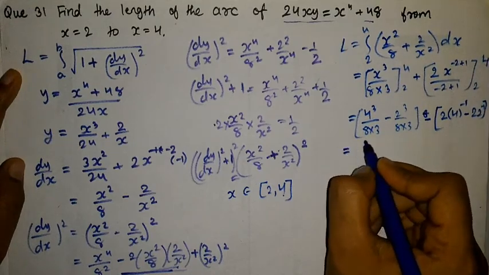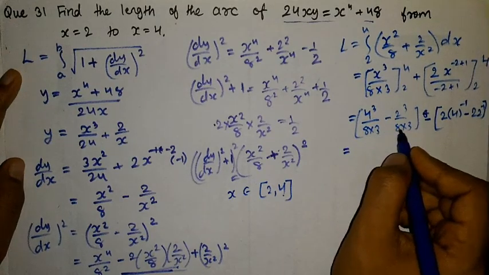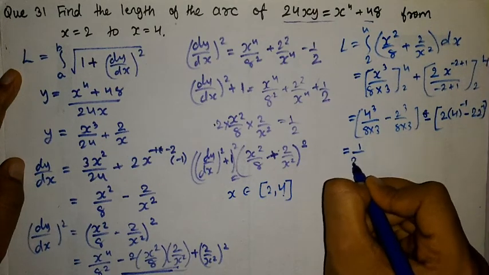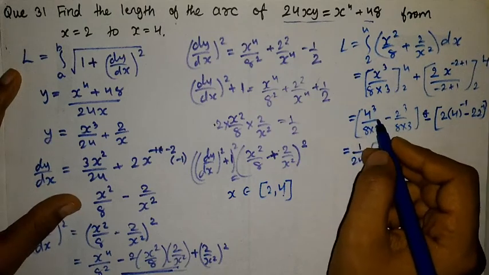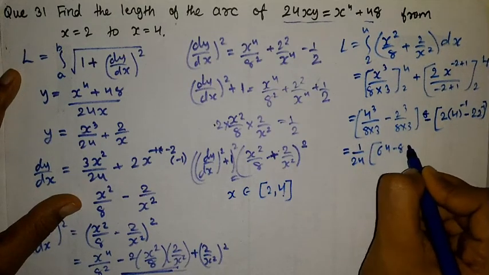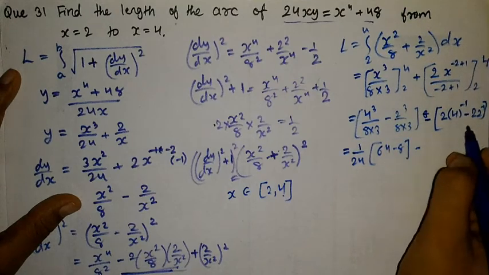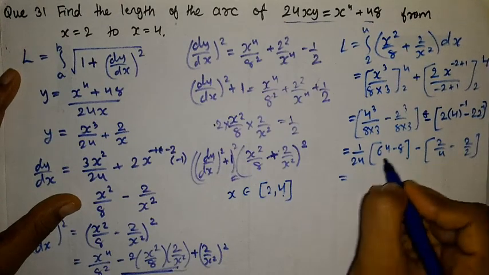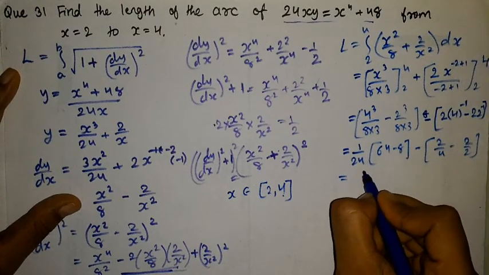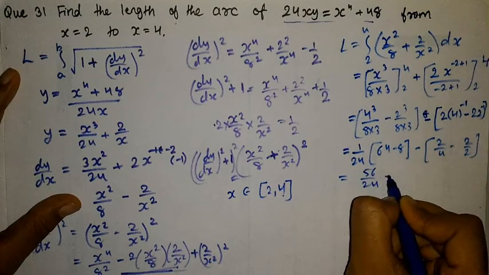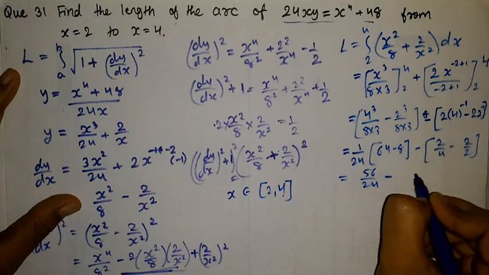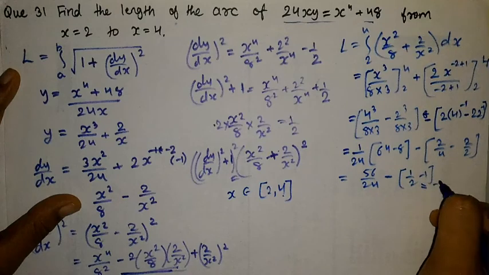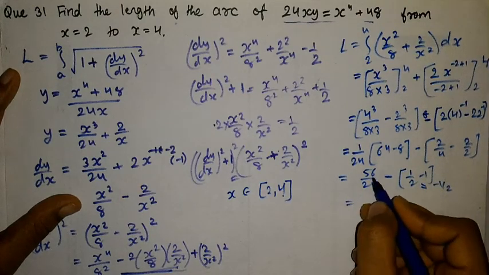That is equal to, let's take 8 threes are 24 outside, so we get 1 upon 24 times: 4 cube, which is 4 fours are 16, 16 fours are 64, minus 8, 2 cube is 8, minus, this will be 2 upon 4 minus 2 upon 2. So 64 minus 8 is 56 upon 24 minus, here it will be 1 upon 2 minus 1. So this will be minus 1 upon 2.